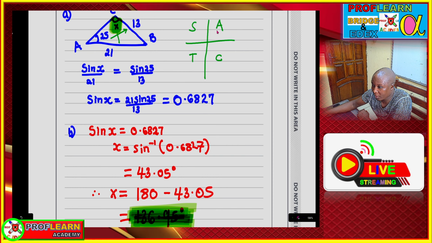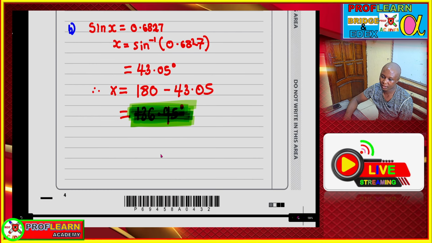So if we have gotten this angle here is 43.05, then because of symmetry, this angle is also 43.05. So if we want to find this other angle in this quadrant, we move all the way to that point. Which means it will be 180 minus 43.05, and that is going to give us 136.95.